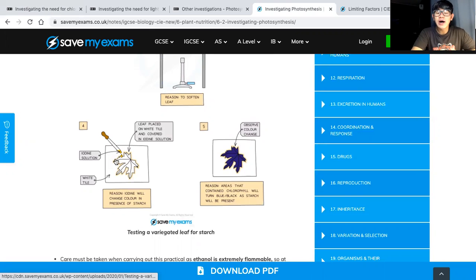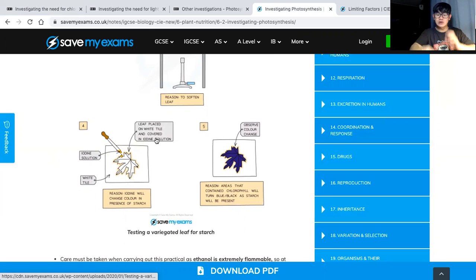And you should know, iodine is testing for what? It should be testing for starch. Okay, so if there is starch present, that means there is photosynthesis. If starch is absent, it means there is no photosynthesis.